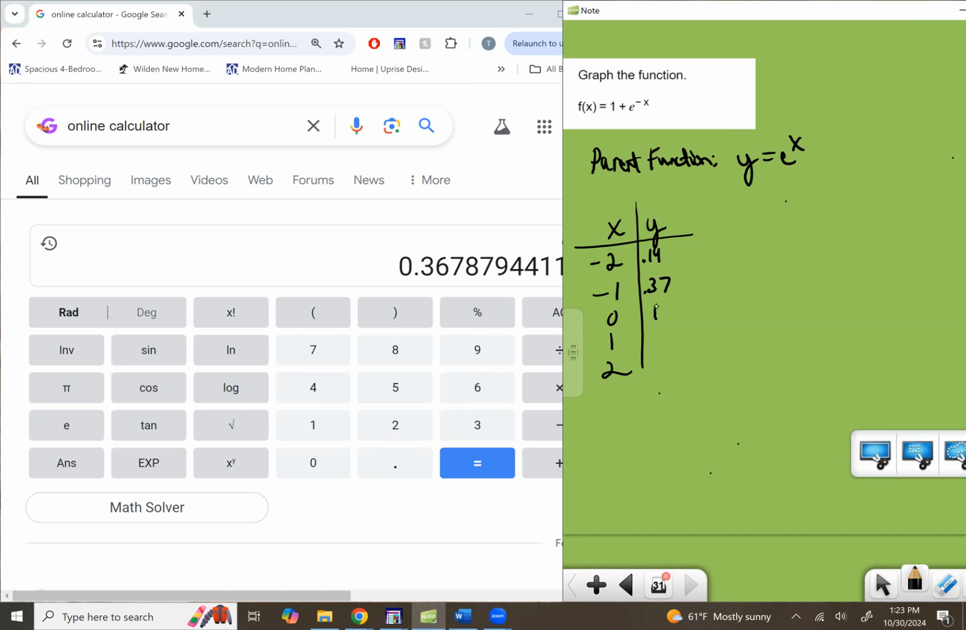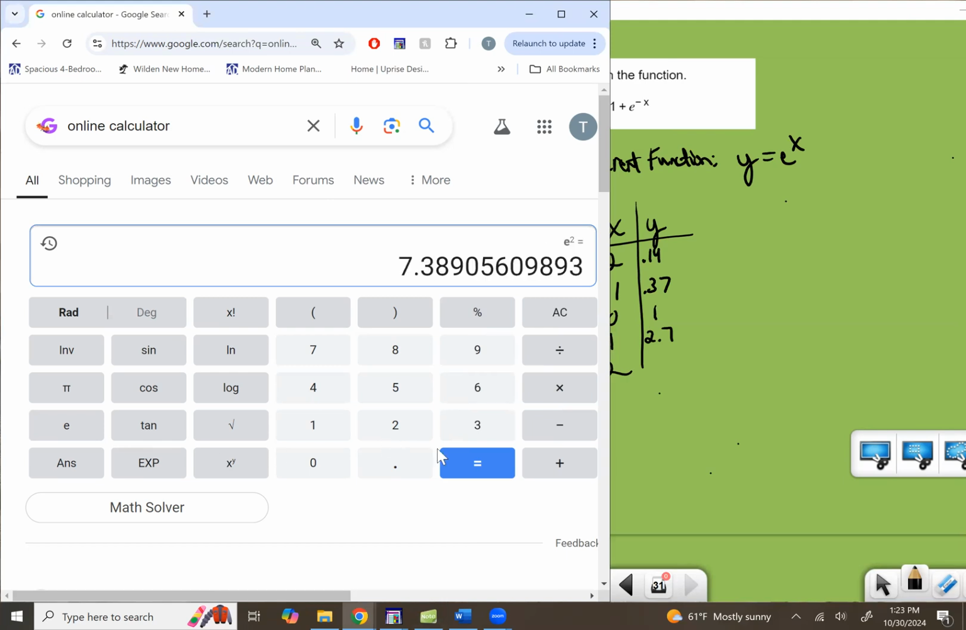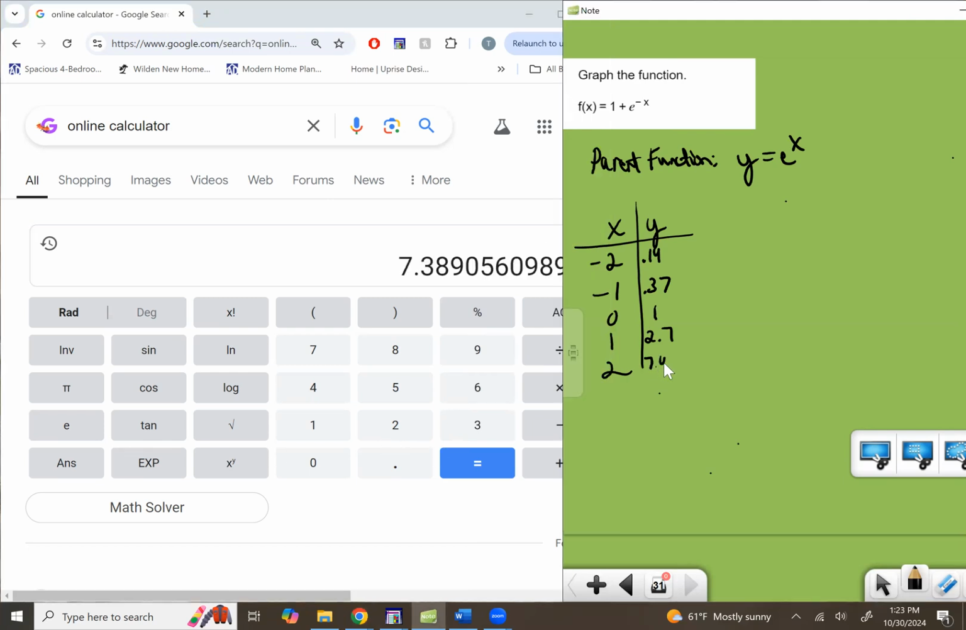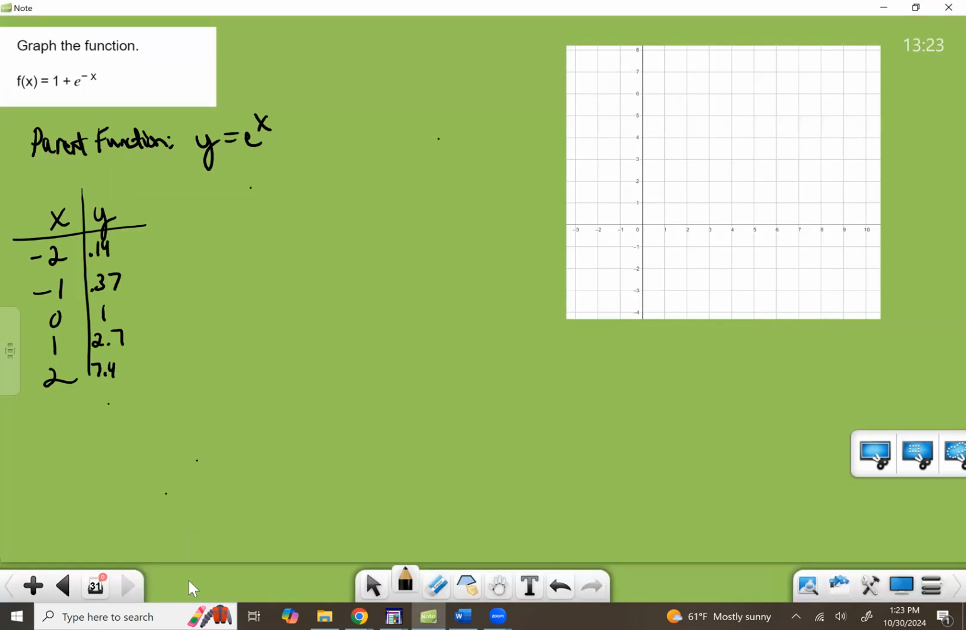Anything to the 0 power is 1. e to the 1st is just e, so 2.7-ish. And let's do e to the 2nd. 7.4-ish. So when we graph those ordered pairs, that's going to be the graph of e to the x. So this is -2, 0.14; -1, 0.37; 0, 1; 1, 2.7; and 2, 7.4.